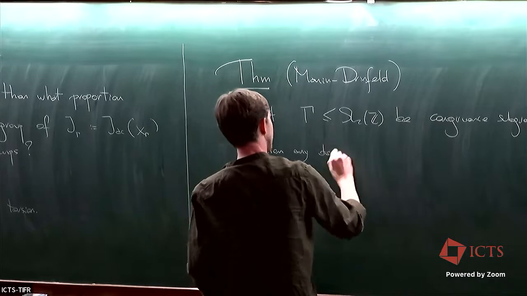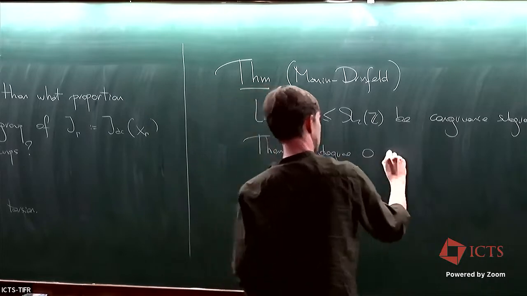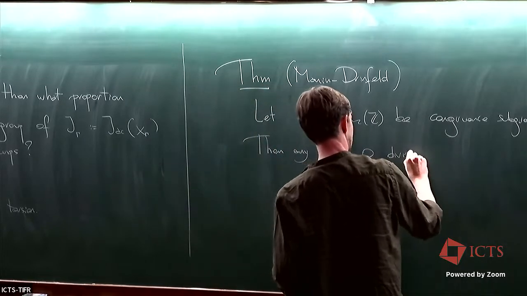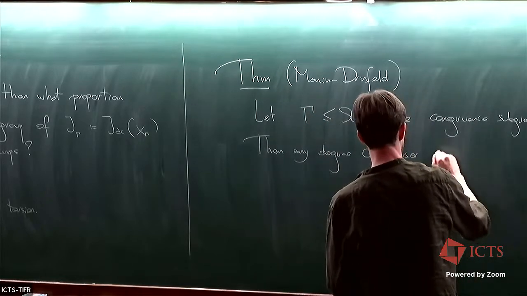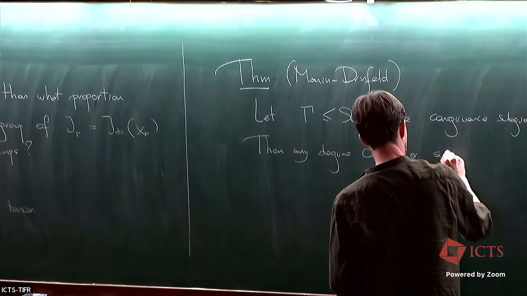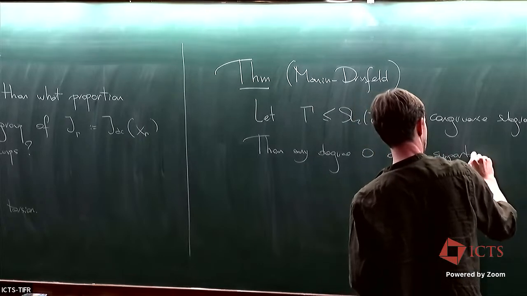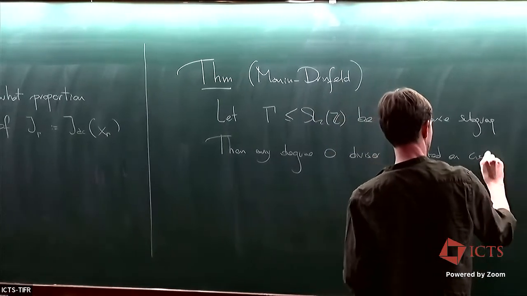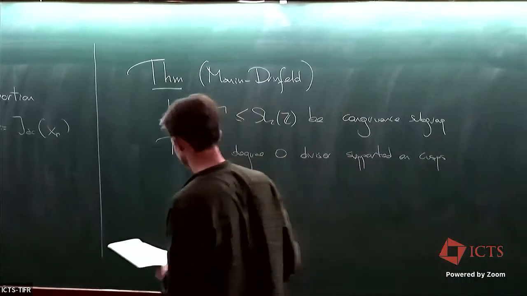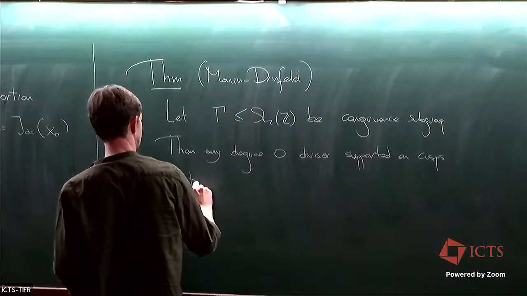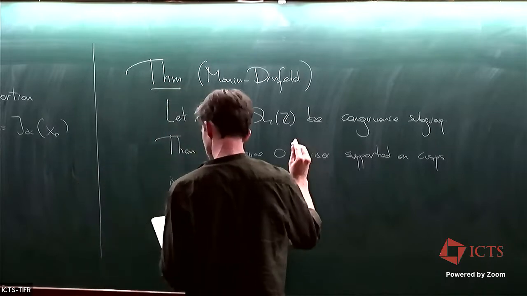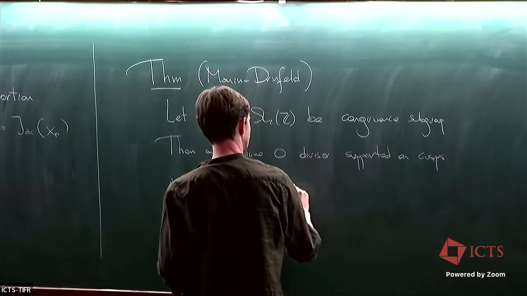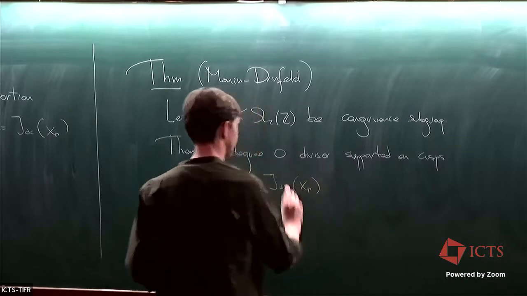Then any degree 0 divisor that is supported on cusps is torsion on the Jacobian of X gamma.